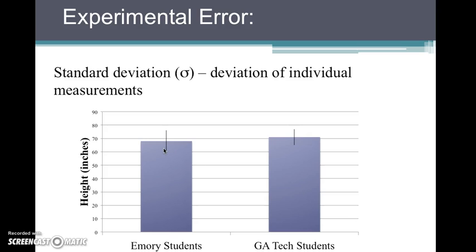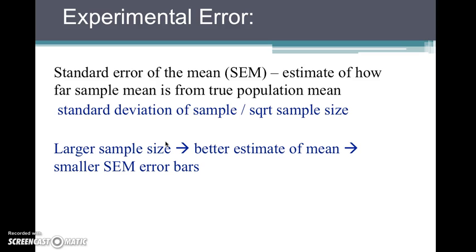But what if we're more interested in how accurate our average is? Regardless of the variation in the population, we want to know how close is our estimated average Emory student height to the actual average Emory student height for the entire population. So you'll often see error bars that represent plus or minus the standard error of the mean, and that is basically the standard deviation for your samples divided by the square root of your sample size.